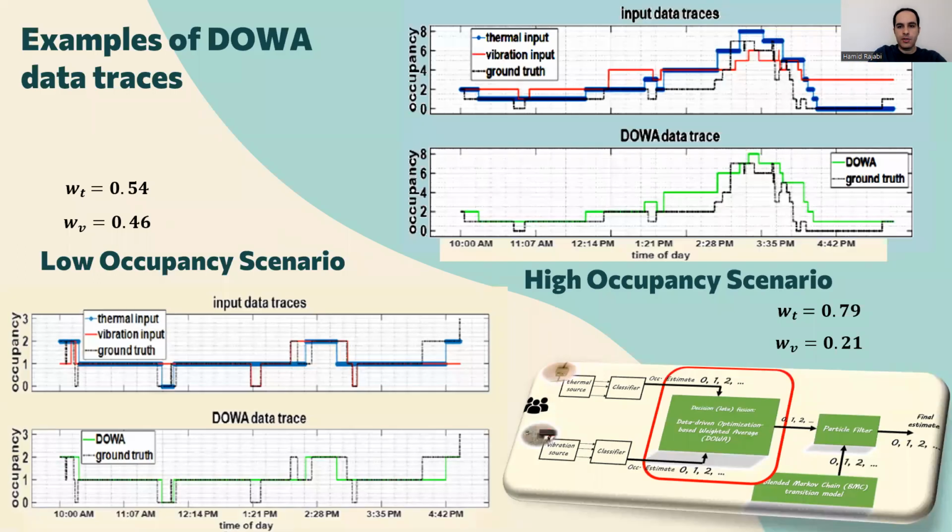This slide shows two examples of DOA's output as an intermediate data trace of the entire MODES sensor fusion process. Here we have two scenarios of high and low occupancy. The low occupancy includes up to 3 occupants during the entire time, and the high occupancy would be up to 8 occupants. In these two concrete examples, DOA assigns the thermal and vibration weights of 0.79 and 0.21 for the high occupancy case, and 0.54 and 0.46 for the low occupancy case.